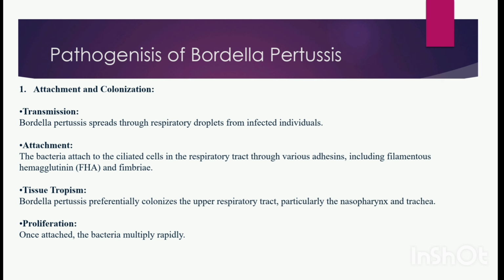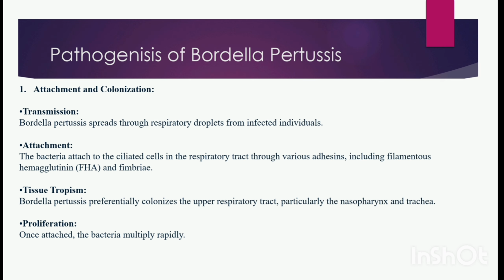Pathogenesis of Bordetella pertussis. Attachment and colonization. First, transmission: Bordetella pertussis spreads through respiratory droplets from infected individuals. Then attachment: the bacteria attach to the ciliated cells in the respiratory tract through various adhesins, including filamentous hemagglutinin and fimbriae. Tissue tropism: Bordetella pertussis preferentially colonizes the upper respiratory tract, particularly the nasopharynx and trachea.